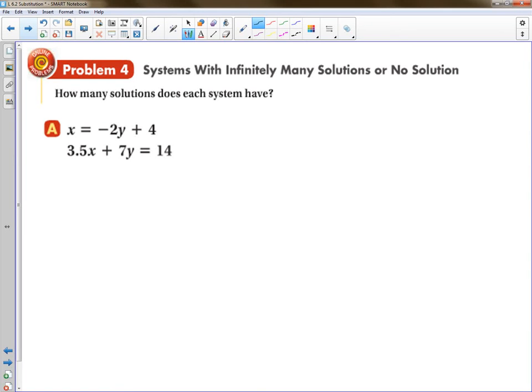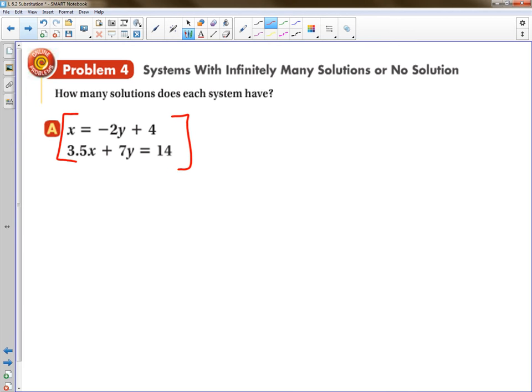There's just one last problem, problem 4, and if you recall in the first lesson, 6.1, there were situations where the lines never intersected when they were parallel, and there were situations where the lines were the exact same line and they always intersected where there was infinite solutions. That can also happen when you're using the substitution method. You just have to know how to recognize it. So here's what it might look like.